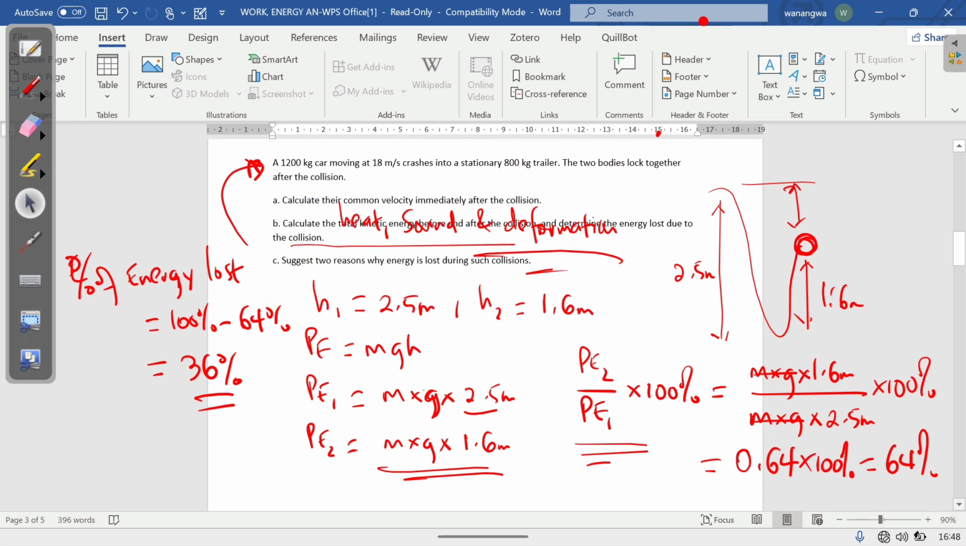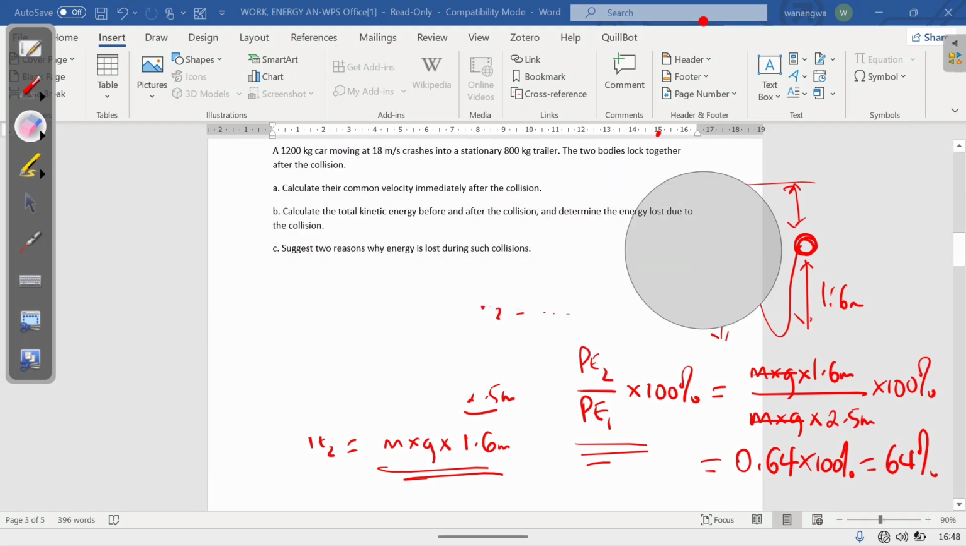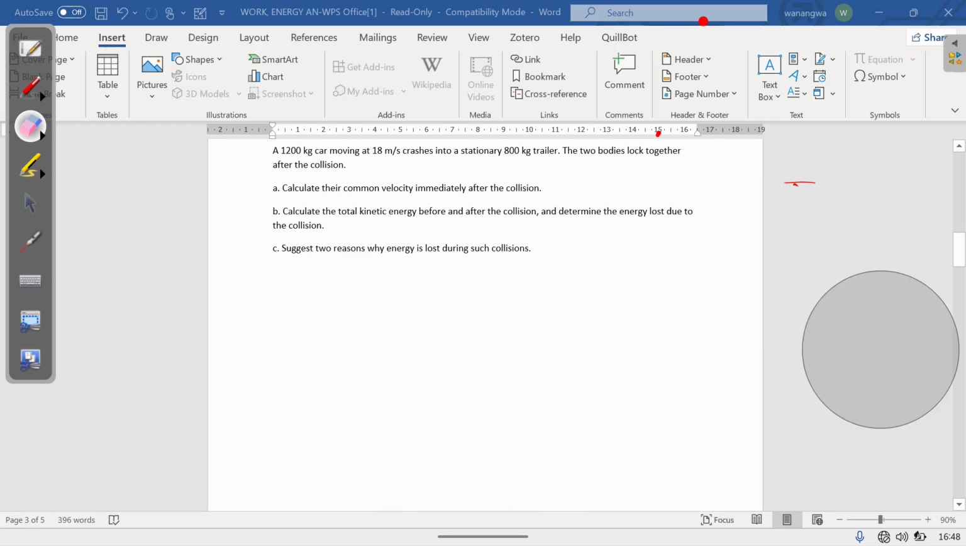So the next question says, a 1,200 kg car moving at 18 meters per second crashes into a stationary 800 kg trailer. The two bodies lock together after collision. Calculate the common velocity immediately after collision. Okay, now I want you to follow me here.